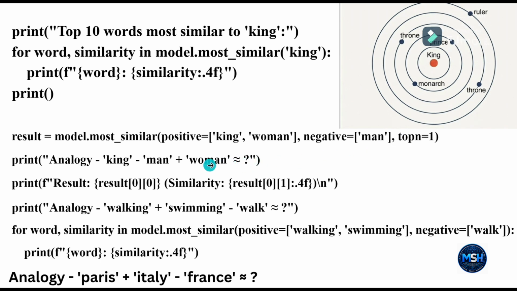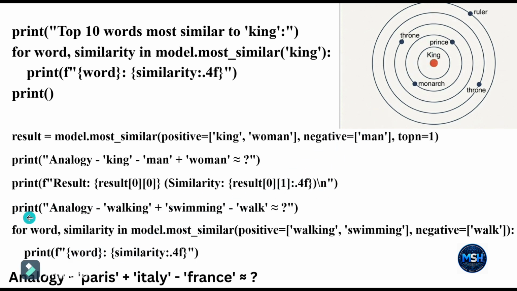Then we print the analogy we performed: king minus man plus woman. What answer do we get after the result? The result is queen. How do we get queen? King is a man, and man minus man is 0, plus woman, and woman is a queen. Then how do we print the result? In the print f, result[0][0] means we print the particular word, and result[0][1] with .4f means the similarity is printed to 4 decimals, so the word and the similarity are printed.